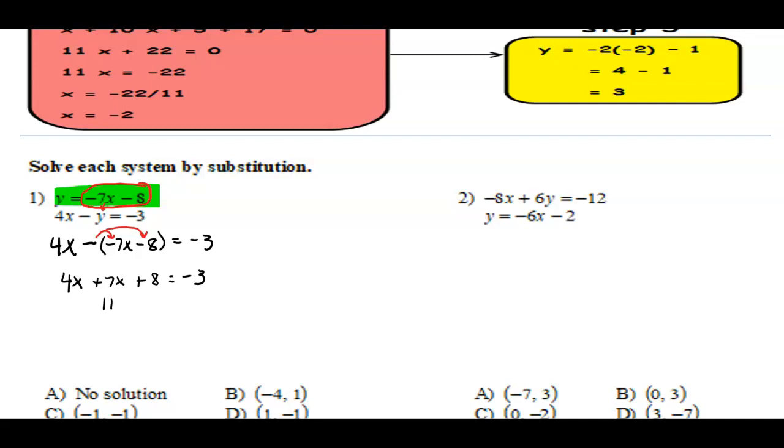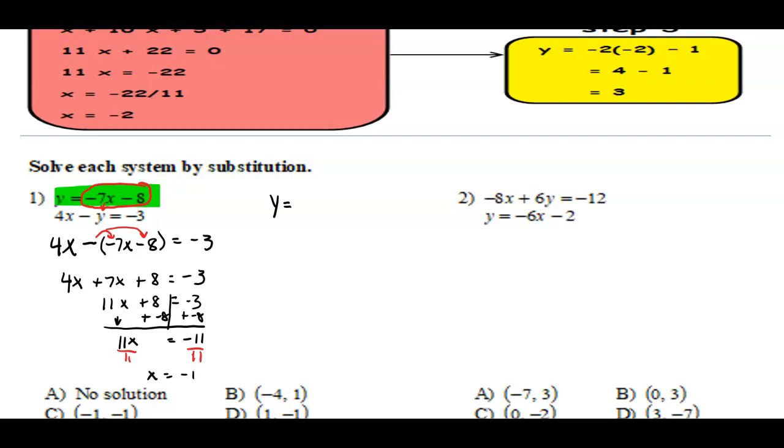All right, we've got 11x plus 8 equals negative 3. We've got our old friend, a two-step equation, right? So we add negative 8 to both sides. We get 11x is equal to negative 11, and we finish by dividing by 11. So in this case, x is equal to negative 1. Great, so I've solved for x. Now you need to solve for y. It doesn't matter which equation you plug into, just solve for it. I'm just going to pick the first one.